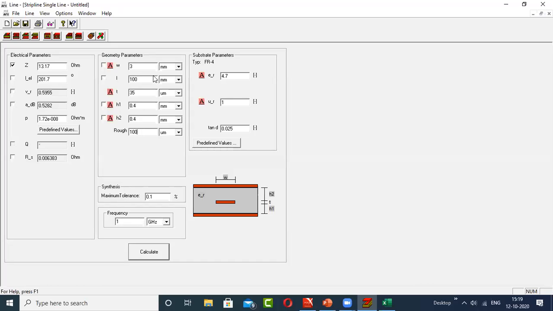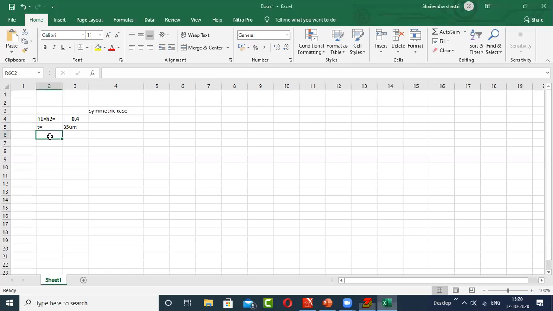Now, H1 plus H2 becomes 0.8 if I add these two. In the case of microstrip line, if the thickness is 0.8 mm, then for a 50 ohm transmission line the width is 1.5 mm. So I will start from 1.5 mm and let's see what happens. Here it is different. It is 18.17 ohm. So I will write it here: W and impedance.